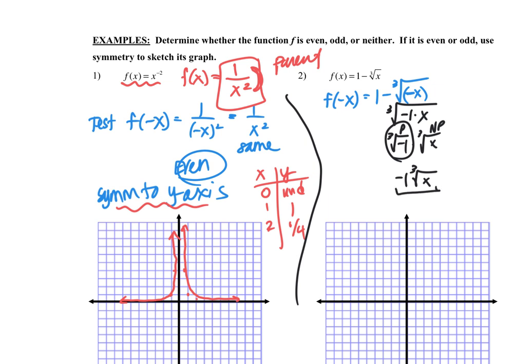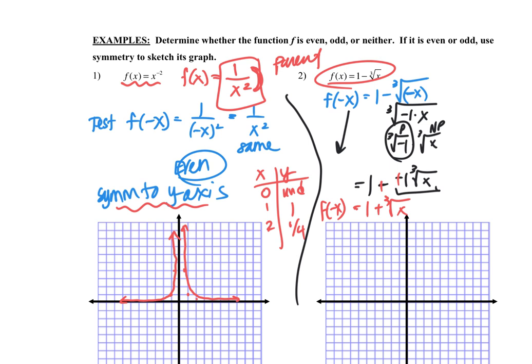So the cube root of negative x is really negative 1 times the cube root of x. And if I copy the rest of this down, that's 1 minus that, which really means that I change that. So I get 1 plus the cube root of x. So f of negative x equals 1 plus the cube root of x.